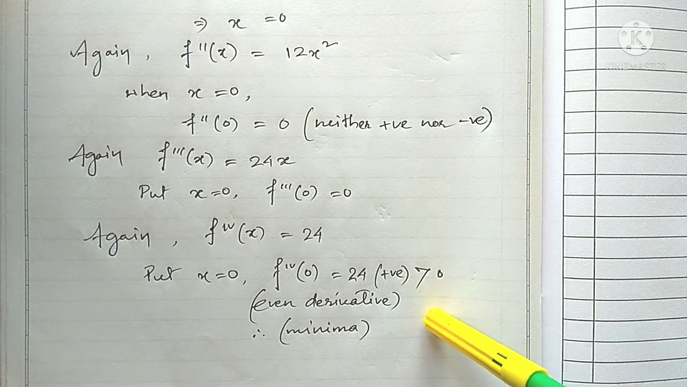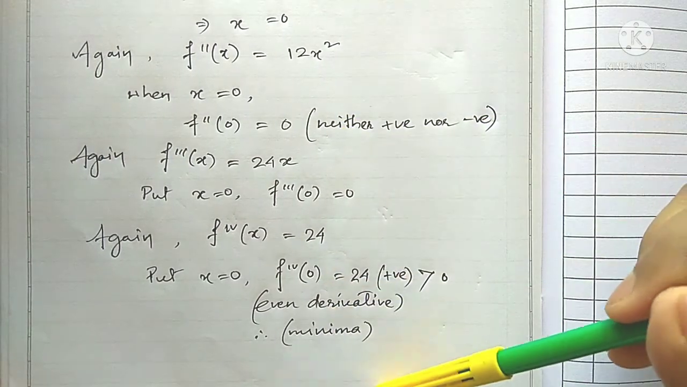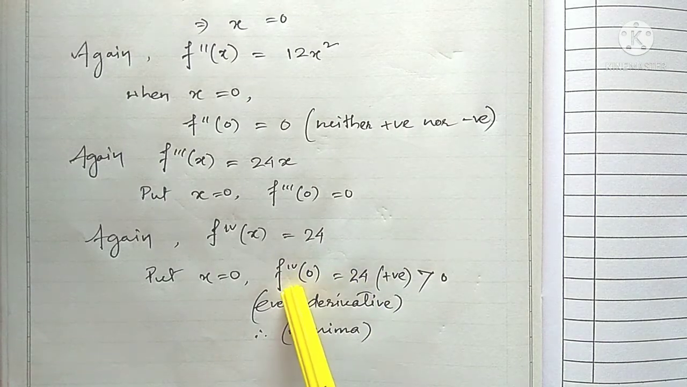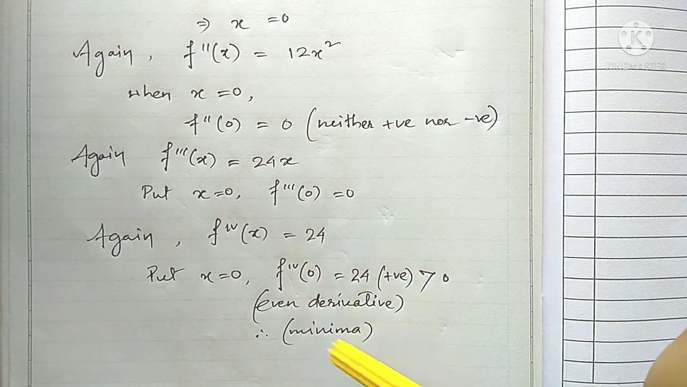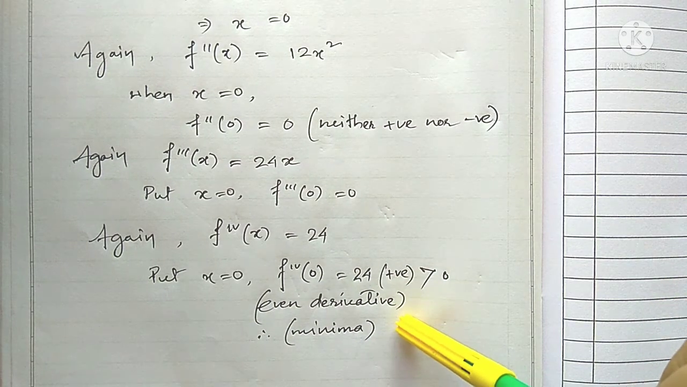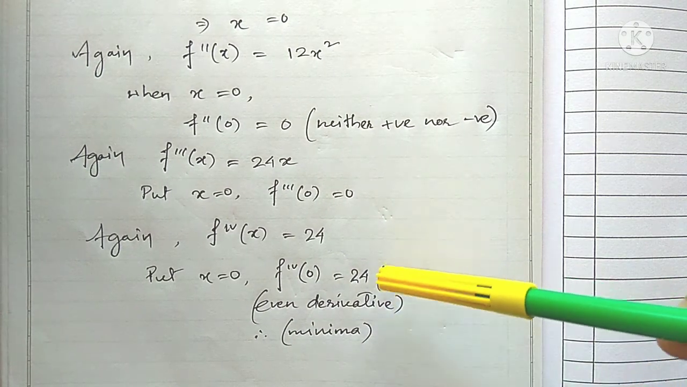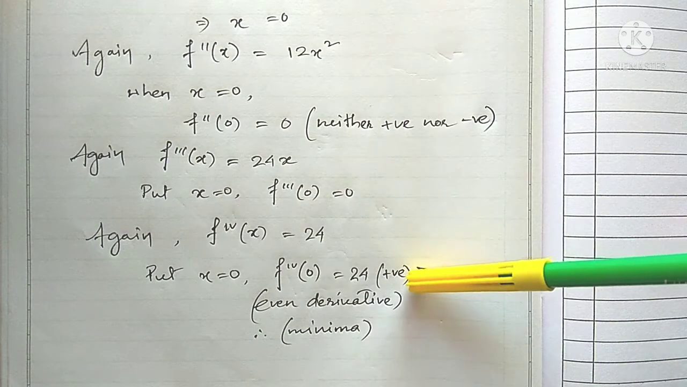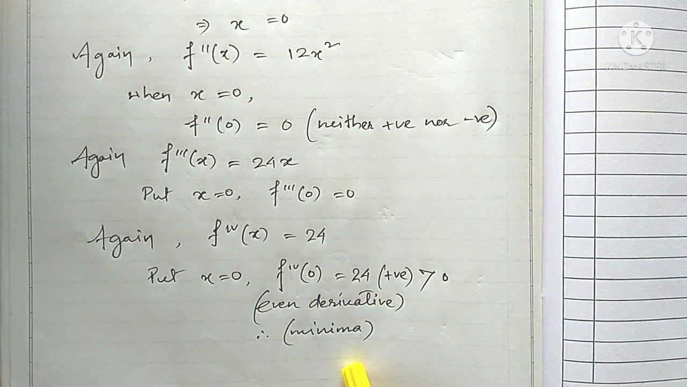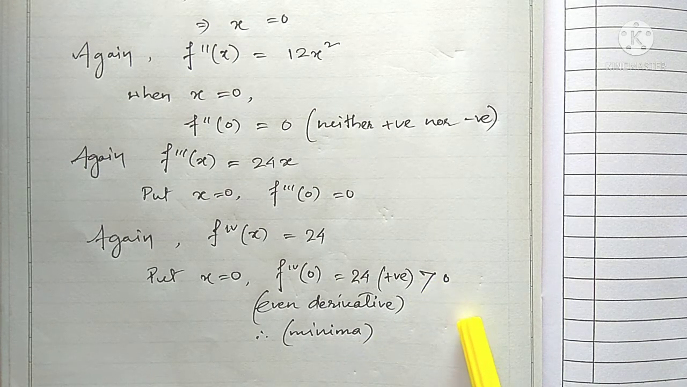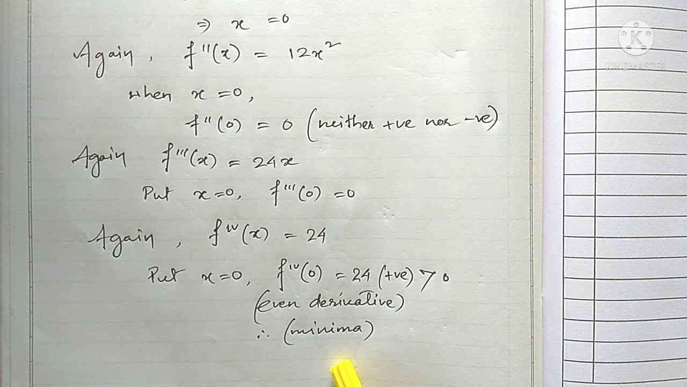Is it clear? So if the derivative finishes at an even derivative, that means second, all of you know, fourth, sixth, eighth, like here you see the fourth derivative, then the second derivative procedure is followed here. In case of the second derivative, if greater than 0, then what do we get? Minimum. So here in the fourth derivative also we get minimum. If less than 0, then maximum.